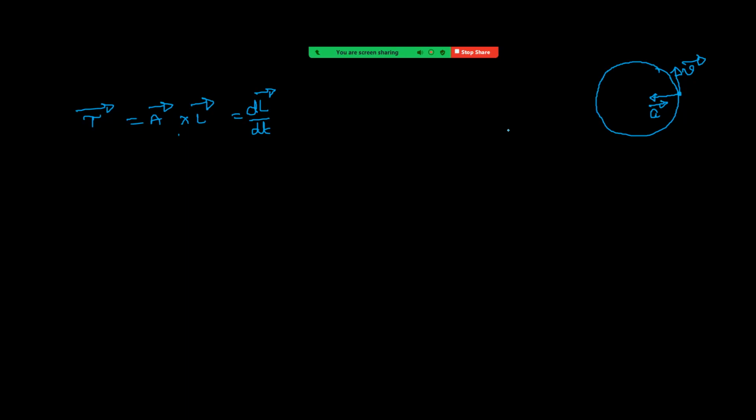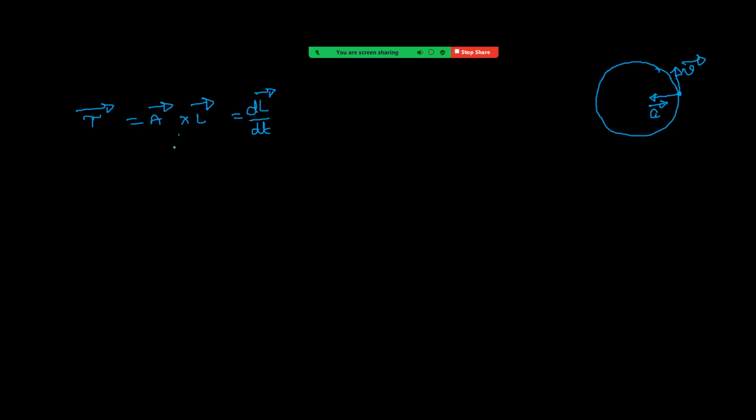Exactly the same logic applies here also. dL bar by dt is always normal to L bar. Therefore, it changes only direction but not magnitude. That means option C, the magnitude of L bar does not change with time, is a correct one. Option C. Next, option D.